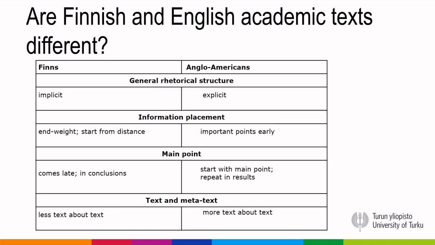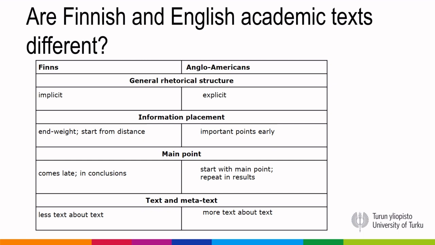Here I can see some differences in structure, placement and meta text between Finnish and English academic texts. I hope what you can see on the left is that Finnish texts tend to be implicit. It's up to the reader to make sense of the meaning, right? Whereas in English, we expect the writer to make that meaning clear. So it's very explicit what the text is trying to get you to learn, or it should be.